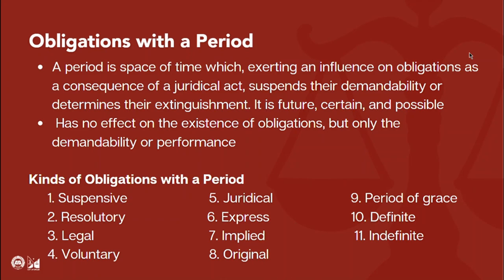There are 11 kinds of obligation with a period, the first one being suspensive, where the period must lapse before the performance of the obligation can be demanded. Second is resolutory, where the period after which the performance must be terminated. Third is legal, where the period is fixed by law. Voluntary, where the period is fixed by the parties. Juridical, where the period is allowed by the courts. You also have express, implied, and original.